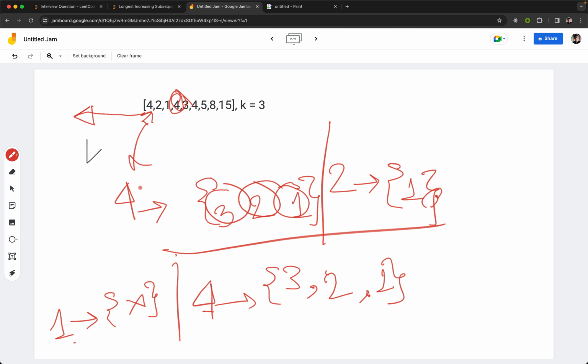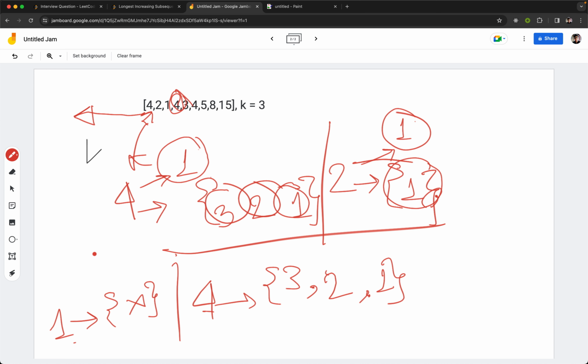So what is the length? If we consider this 4 alone, it's just 1, right? Because I can only choose that 4. I cannot include that 4 with any of the previous elements because those are not even there in the array. Got it? Now when we are at 2, that is index 1, I'm considering zero-based indexing. What is the maximum length we can form? We can only choose 1, but 1 is not there to the left of my 2. So we can only form a maximum length of 1 with this, right?